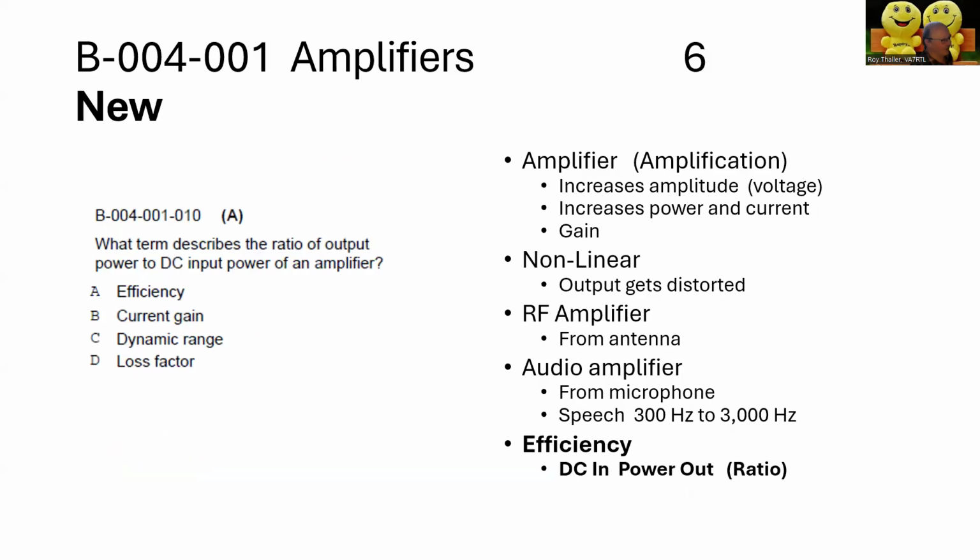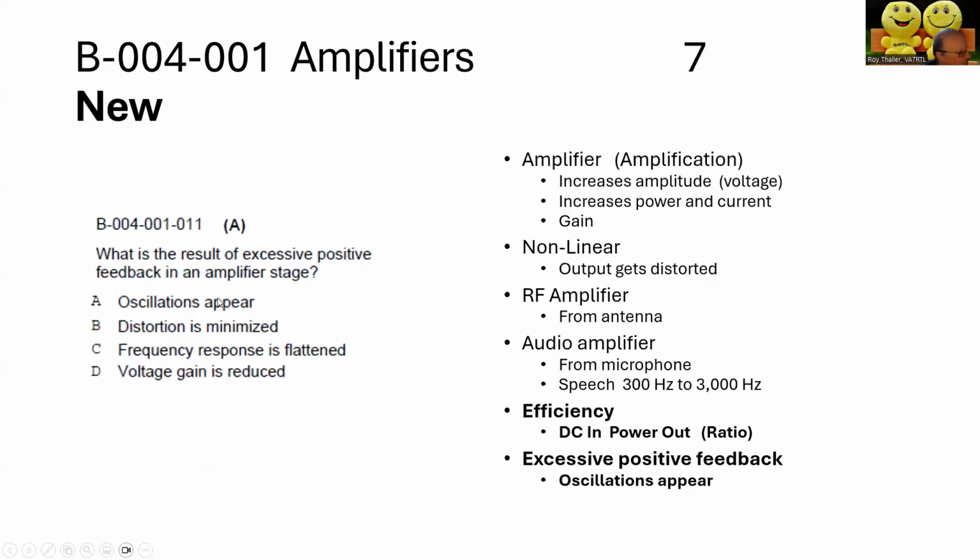Here is a new question. What term describes the ratio of output power to DC input power of an amplifier? And that would be known as the efficiency of an amplifier. So you measure the DC input coming into an amplifier, and you measure the power coming out of the amplifier, and that's known as efficiency.